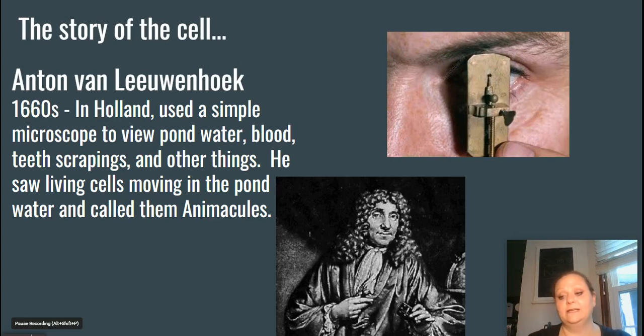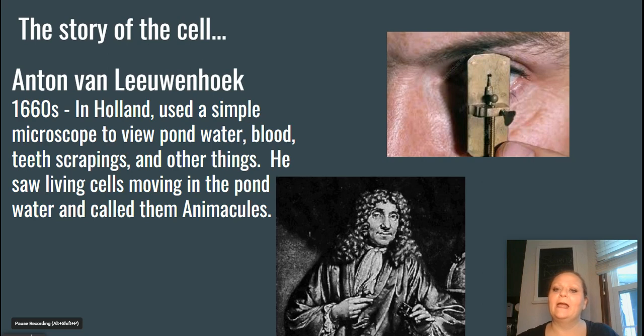In Holland, he is a cloth merchant. Think like Joann Fabrics. He uses this thing called a jeweler's loupe. Basically, it's a simple microscope. It's like a magnifying glass, and he uses it to see the thread count in the cloth that he's trying to sell. So Leeuwenhoek is not very impressed with the jeweler's loupes that are being made. So he decides he's going to start making his own lenses, and he does. And he gets really good at it. He's actually a very skilled lens maker.